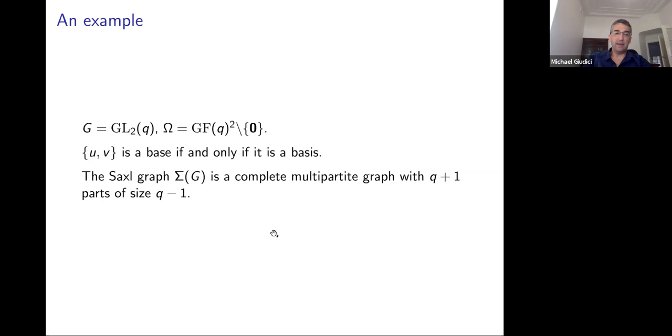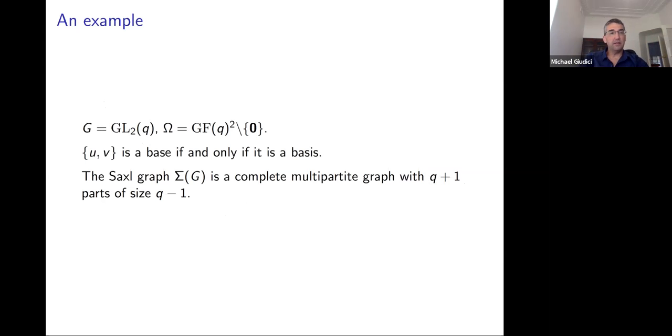If I have a vector, then it's going to form a base with every other vector which is not a scalar multiple of it. So there's Q minus 1 scalar multiples of it, and all the rest of them are going to form a base for me. And there's Q plus 1 one-dimensional subspaces of this vector space. So I'm going to get Q plus 1 parts of size Q minus 1, and it's a complete multipartite graph. So I can get complete multipartite graphs from this construction.